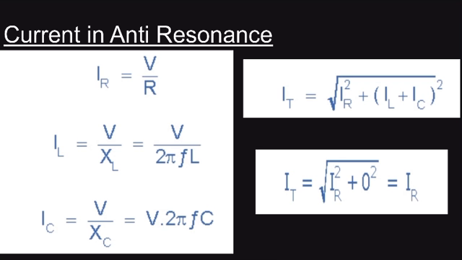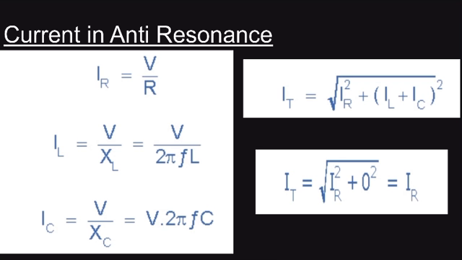So at resonance, the currents IL and IC are equal and cancelling, giving a net reactive current equal to 0. Then at resonance, the equation IT is equal to root over IR square plus (IL minus IC) whole square becomes IT is equal to root over IR square plus 0 square, that is equal to IR.